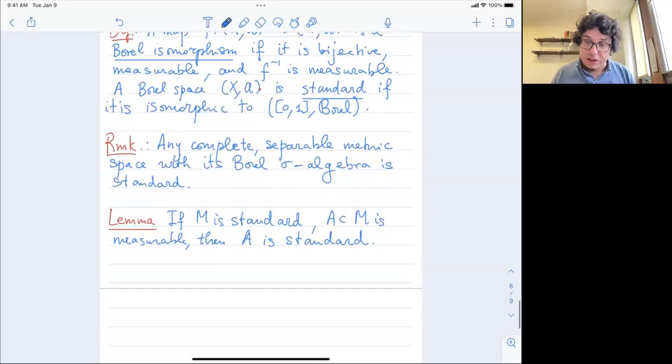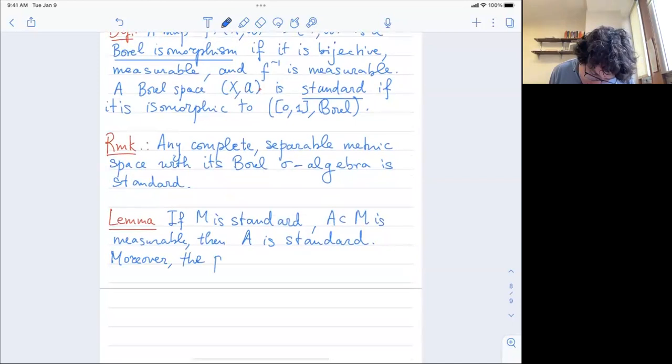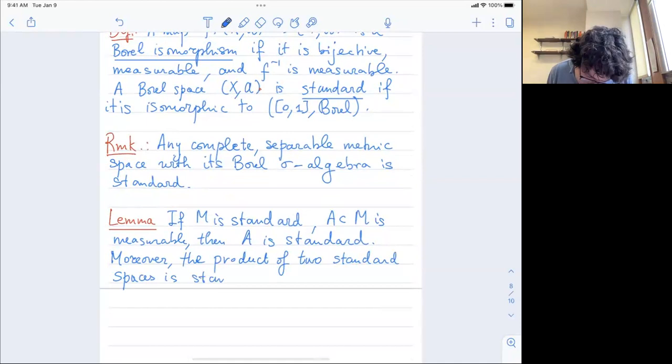Okay. And moreover, the product of two standard spaces is standard. I think even the countable product, if I'm not mistaken.